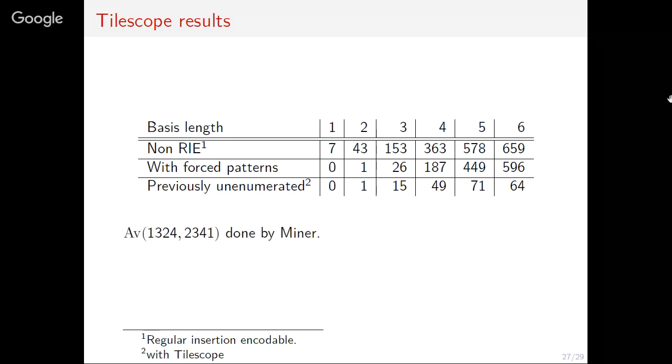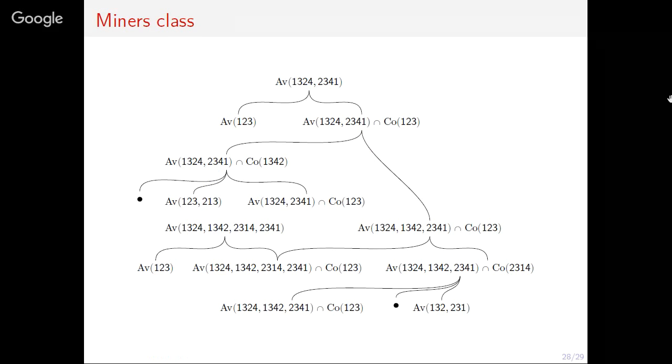Maybe the most notable result is the class with the basis of length 2, recently done by Sam Miner. You can see the simplified tree description of this class here, which in the end is only dependent on one class with a basis of length 4. Everything else is well understood and easy. This is the same result as Miner got in his paper, but with a way simpler description of this class.